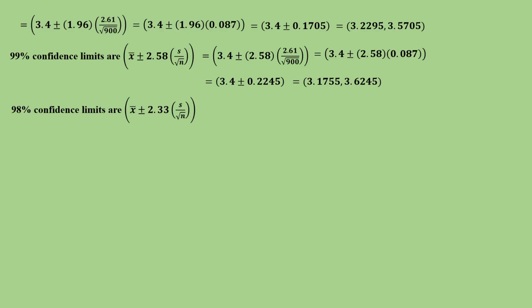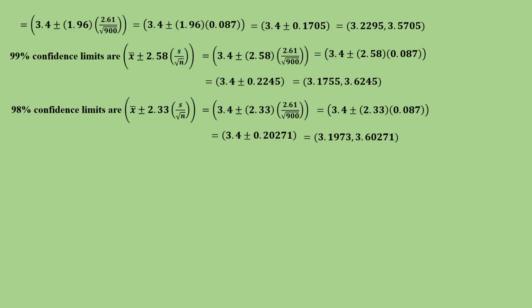Next, 98% confidence limit. In this case, Z value is 2.33. So formula is x bar plus or minus 2.33 s by root n. Substituting the values, 3.4 plus or minus 2.33 into 2.61 by root 900. So the value is 3.4 plus or minus 0.20271. So lower limit, take the minus value, 3.4 minus 0.20271, 3.1973. Now take the plus value, 3.4 plus 0.20271, 3.60271.